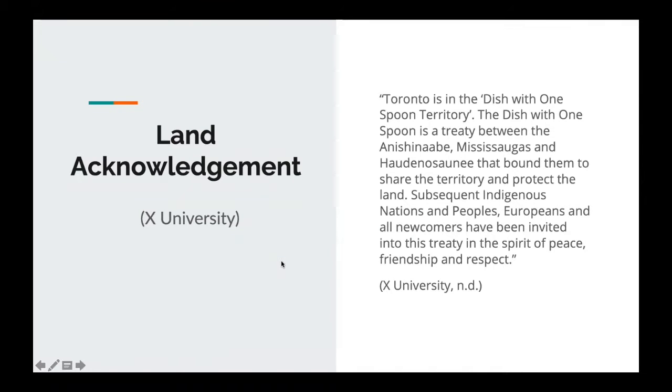We will begin with the land acknowledgement. Toronto is in the Dish with One Spoon territory. The Dish with One Spoon is a treaty between the Anishinaabe, Mississaugas, and Haudenosaunee that bound them to share the territory and protect the land. Subsequent Indigenous nations and peoples, Europeans, and all newcomers have been invited into this treaty in the spirit of peace, friendship, and respect. The land acknowledgement is just our first step in working towards truth and reconciliation.